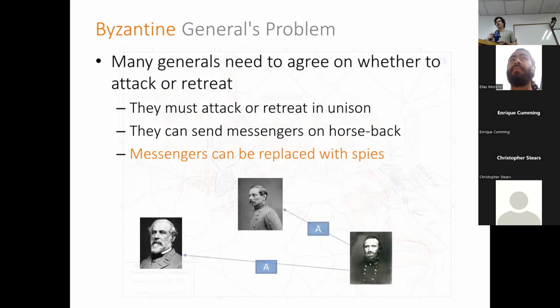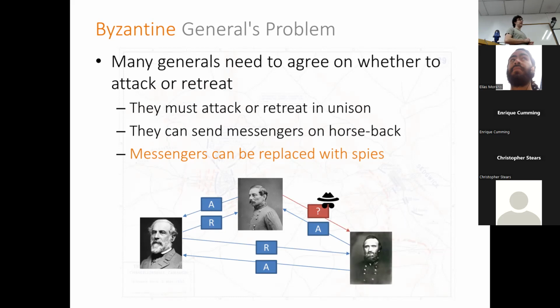Okay, so let's say that the first general decides to attack. First general decides to attack and submits to the other two generals the attack signal by messenger. The second general decides to retreat and sends, so this is asynchronous communication. So he still hasn't received the attack message from the first general, but decides to retreat and sends that message to the other two generals. The third general decides to attack, sends the attack message to the second general. But the message sent to the first general is intercepted by a spy.